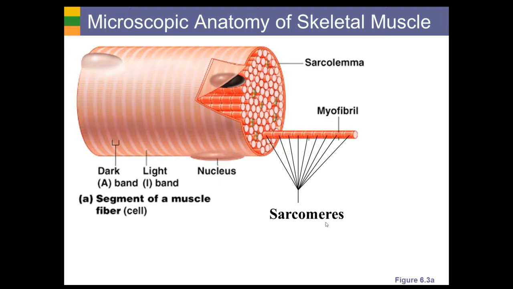Why do we care about sarcomeres? Well, sarcomeres is actually where contraction occurs. Each of those sarcomeres is going to contract or shorten. And as each of those sarcomeres contract, it's going to cause the entire myofibril to contract. And if all of these myofibrils contract, guess what? The skeletal muscle fiber is going to contract, and thus the whole skeletal muscle is going to contract. So to understand skeletal muscle contraction, we have to understand how the sarcomere contracts, because that's really where it's occurring.